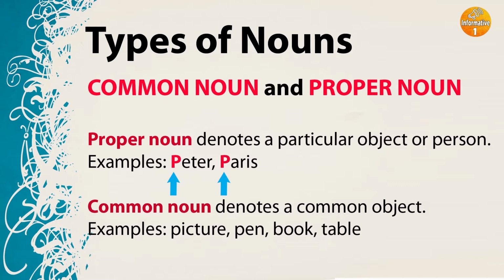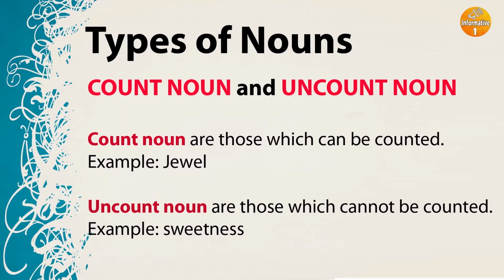Common and proper nouns. The second thing which you need to know as a writer are count and uncount nouns. Count nouns are those which simply you can count. For instance, a joule. It could be 1 joule, 2 joules, and 100 joules. But an uncount noun, on the other hand, are those which cannot be counted.